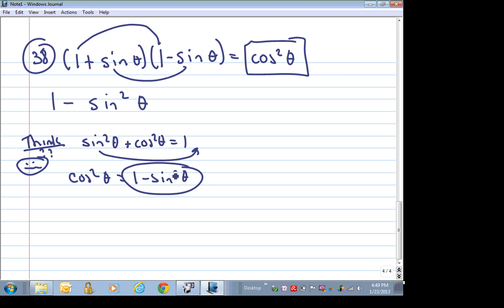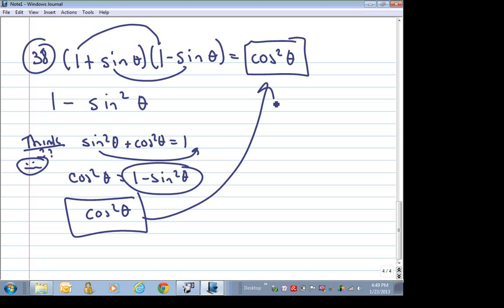And so, in fact, 1 - sine squared theta is equal to cosine squared theta, which is what I was trying to prove from the beginning. Now, you may need to pause and think about that one a little bit more. That's a little bit tricky, so you may have to do that.